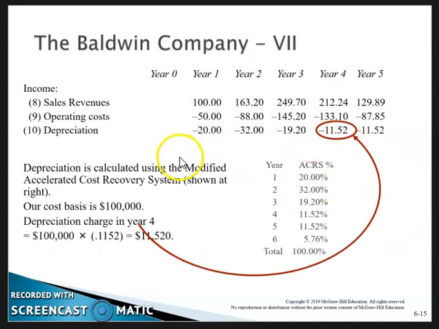Now our depreciation. This right here is the modified accelerated cost recovery system chart. It's 20% of the cost of the machine in the first year, 32% in the second year, 19.2% in the third year. And if you go down here, we're going to end up with 5.76% left over. All right, we will start with the calculation of operating cash flow and net income in the next lecture.